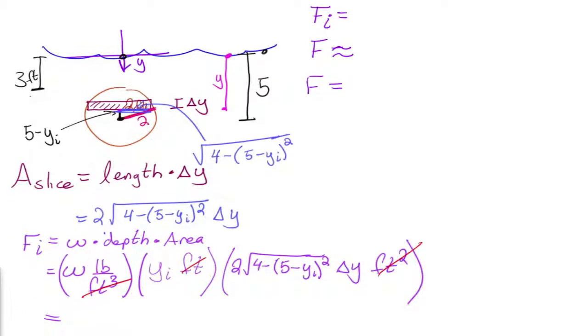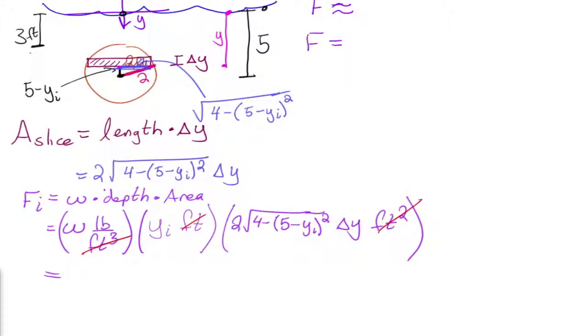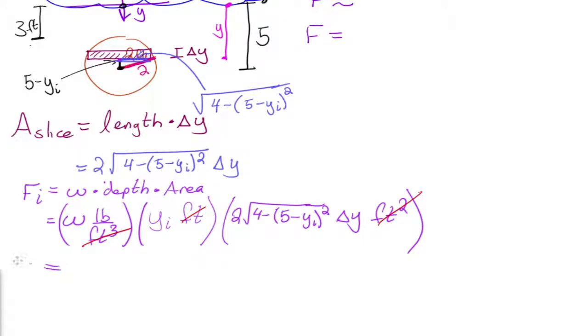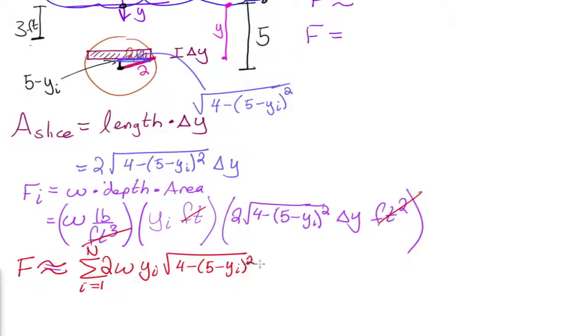So the force, let me go down a little bit. The force written as a sum is approximately equal to the sum from 1 to n of each one of those slices, right? So 2 omega y sub i square root of 4 minus (5 minus y sub i) squared delta y pounds, right?